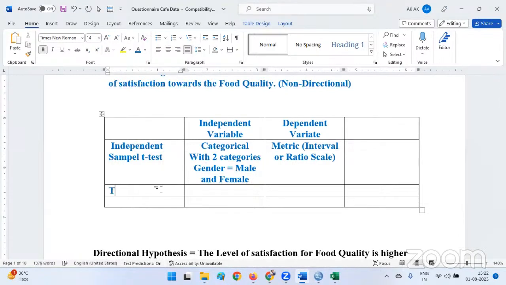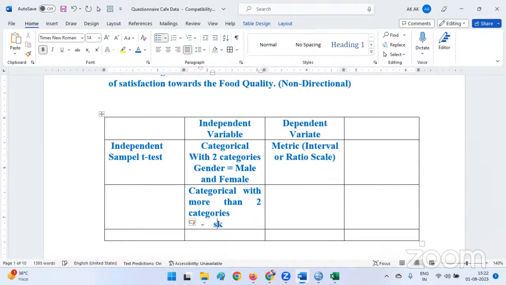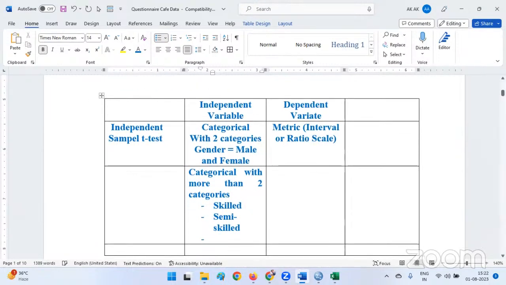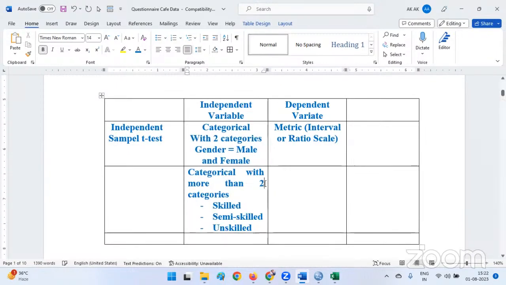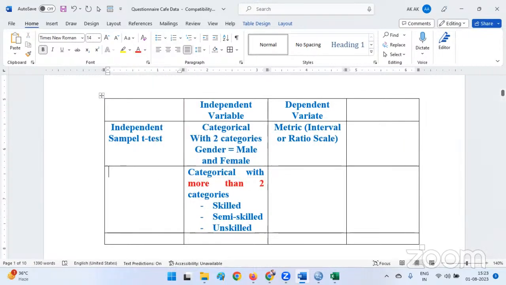Now, if there are three categories, more than two, like there are workers, suppose skilled, semi-skilled, and unskilled. So there are three categories, more than two. Okay. So in this case, t-test will not work. Here ANOVA will work. So we call it one-way ANOVA.